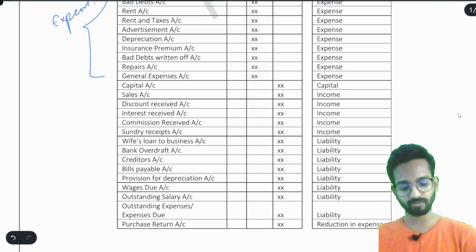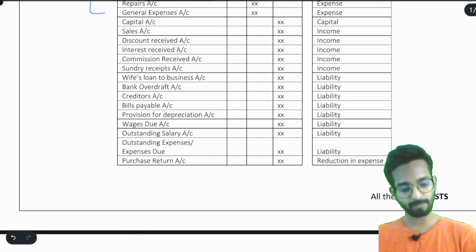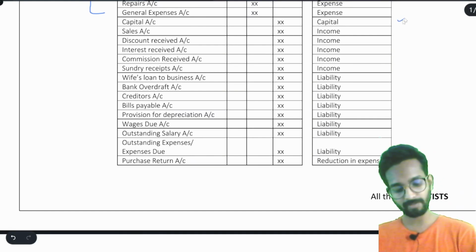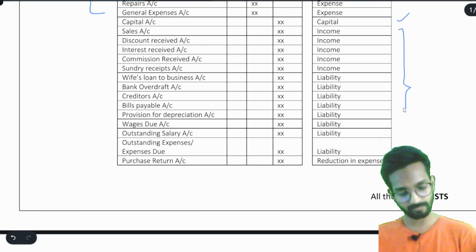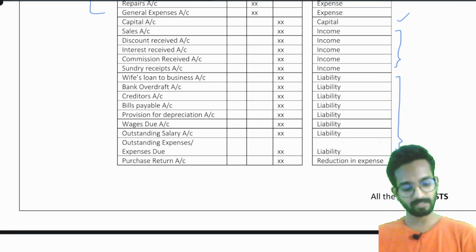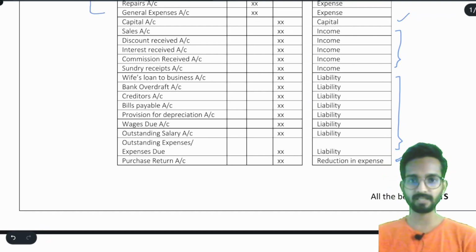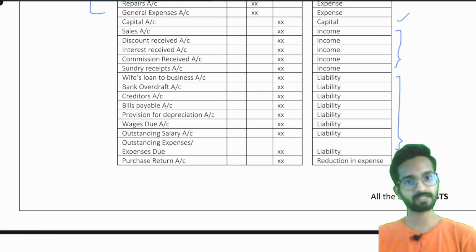Very simple, like that only. Income, capital and liability: capital, income, and the liability, all will come on the credit side only. This purchase return is the expense reduction. See, purchasing is an expense, so purchase return will be a reduction in expense. That's why it is coming on the credit side.